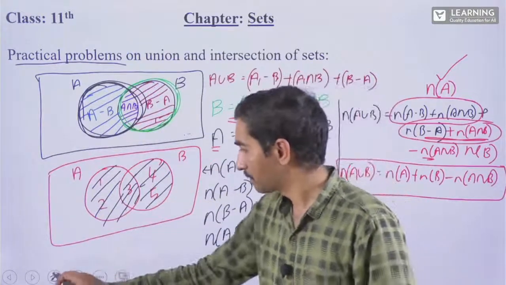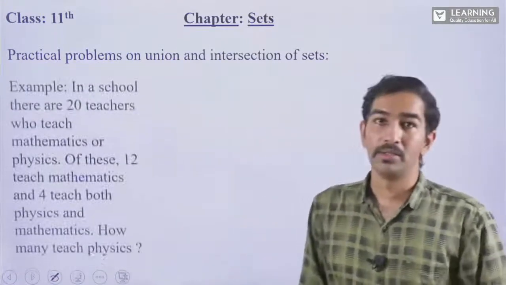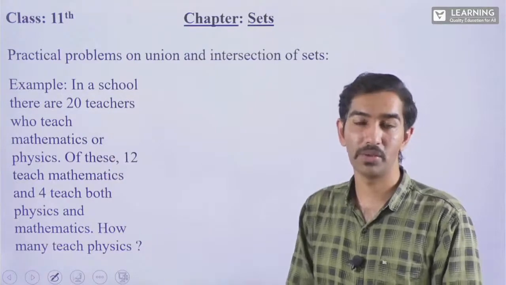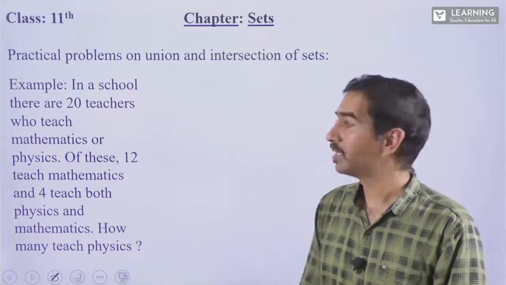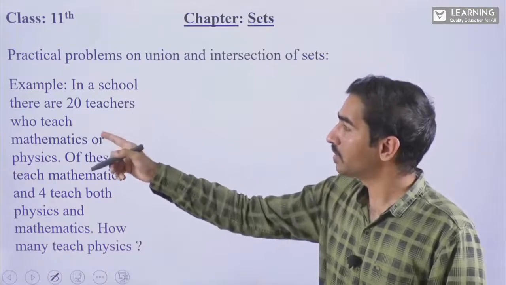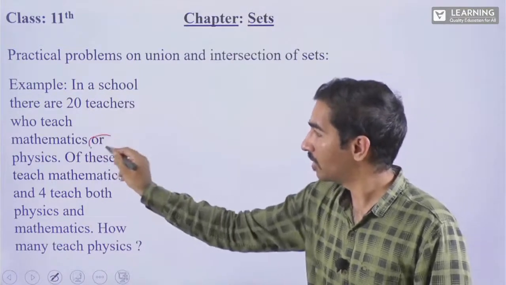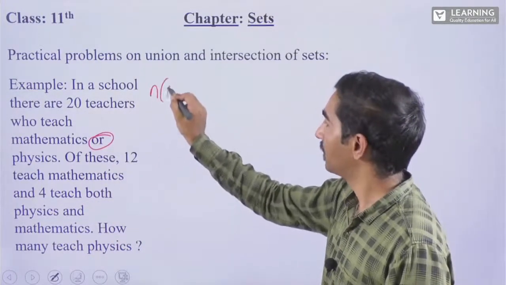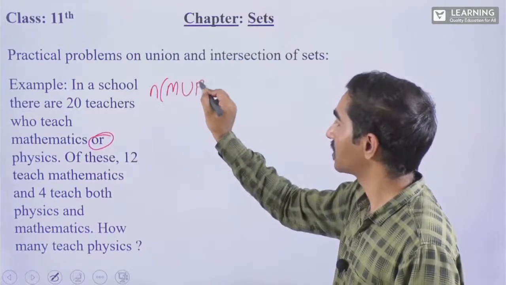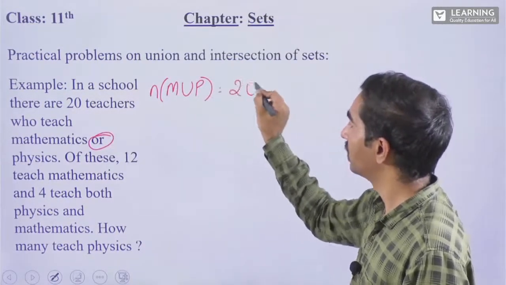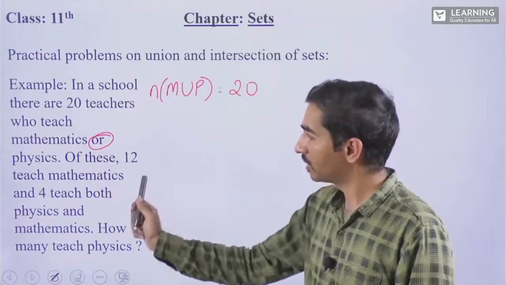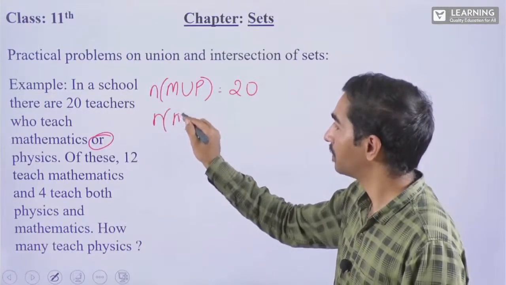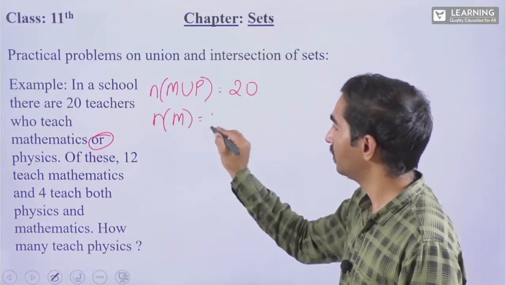I'll just clear the board. Alright. So the very first problem, students, this is an example. Whatever we saw until now with reference to Venn diagrams, we'll be using them here. In a school, there are 20 teachers who teach mathematics or physics. How do we write that? N of mathematics or physics, M union P, is equal to how much? 20. Of these, 12 teach mathematics. So again, N of M. 12 teach mathematics, N of M is equal to 12.